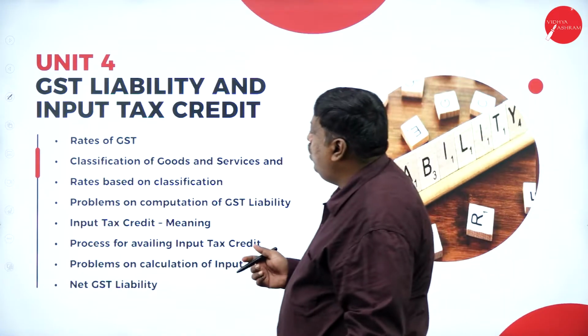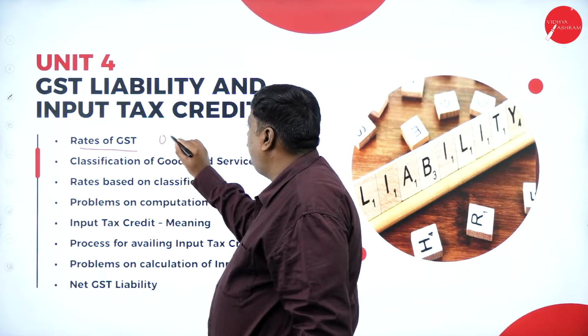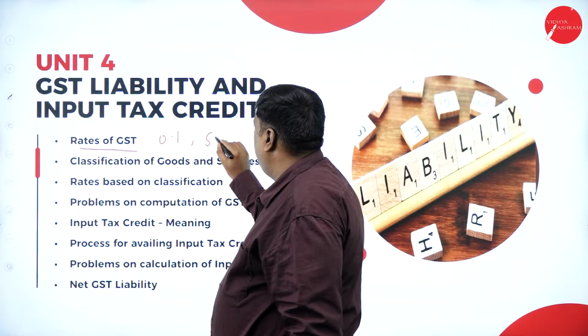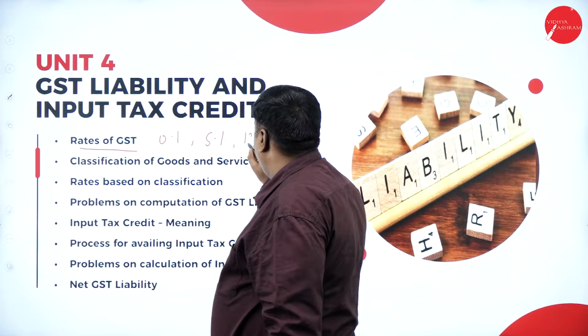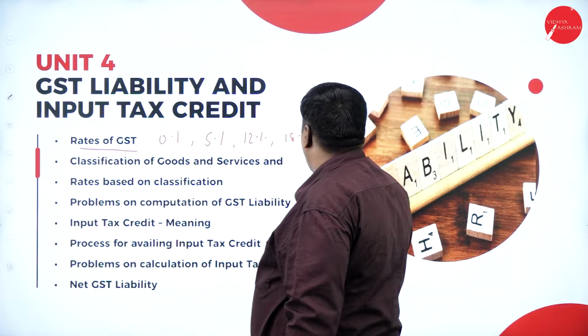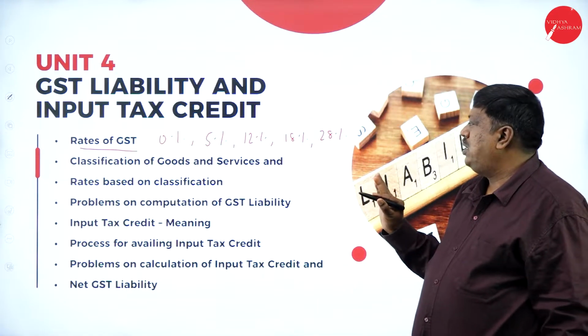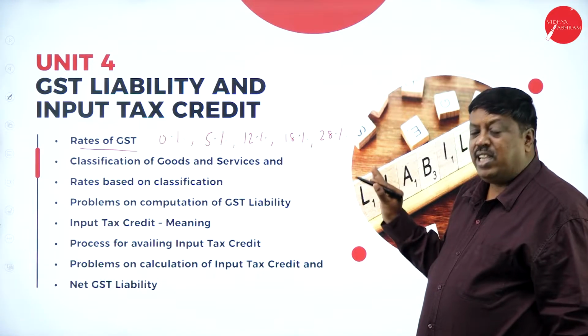And next, in the 4th unit, we are going to learn the rates of GST. We have rates of GST 0%, 5%, 12%, 18% and 28%. That's all we have. So we have 0%, 5%, 12%, 18% and 28%.